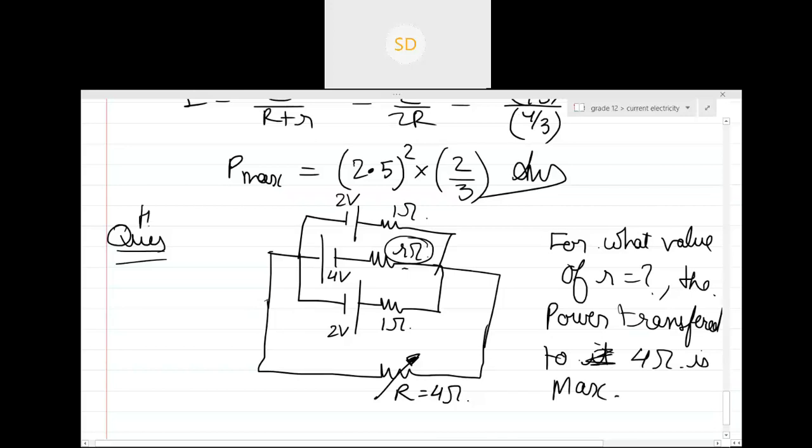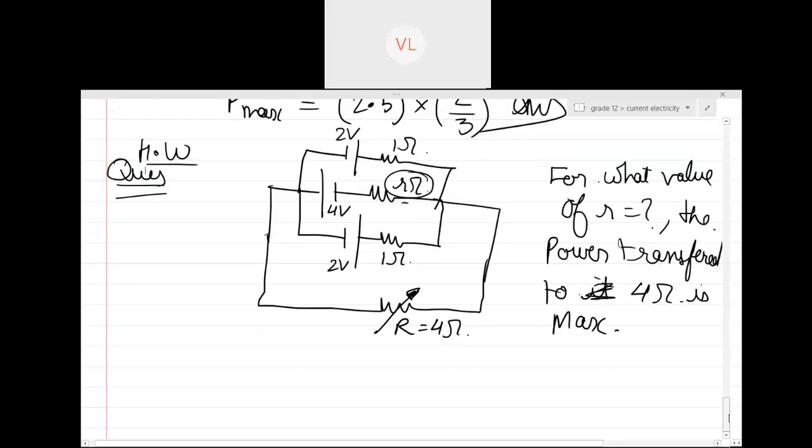I think this question is solvable, right? Basically, what do you need to do? You need to equate the external resistance with the internal resistance. So we don't need current or anything here. Just equate the internal to external resistance, right? Yes.